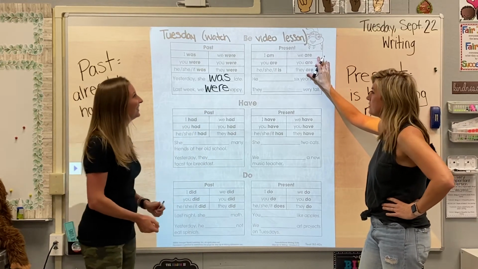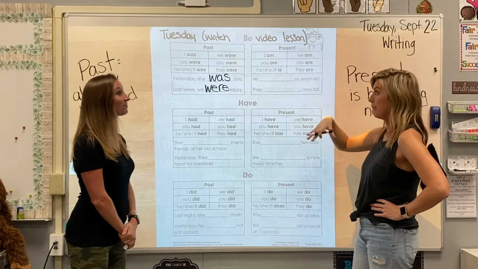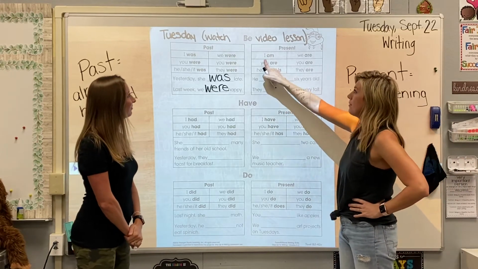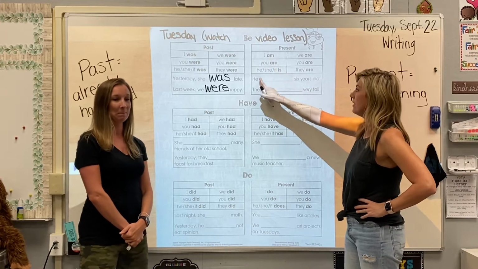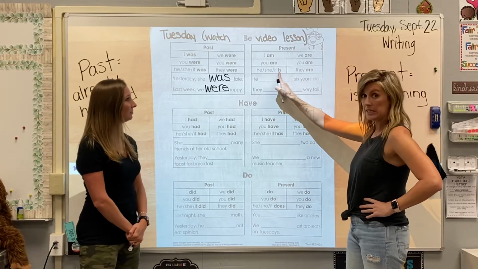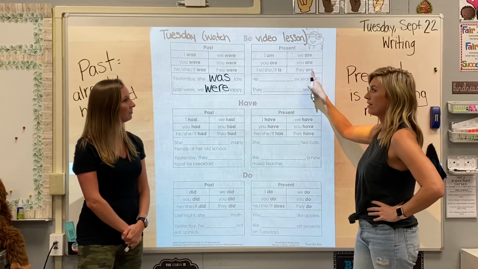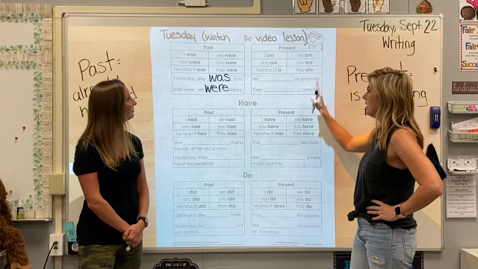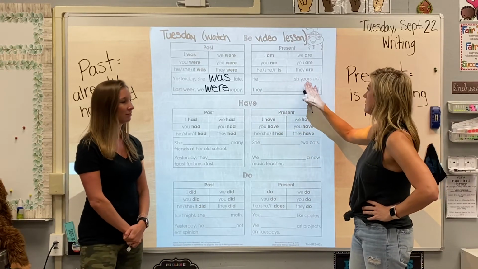Let's look at present tense over here. That means it's happening now. Did not happen in the past, happening now. If we are talking about I, we say I am, you are, he, she, it is, we are, you are, they are. A lot of R's used in this. All right, let's check out our examples. He blank 6 years old.